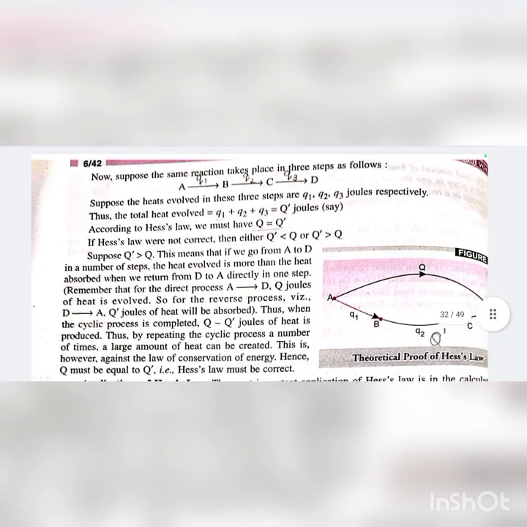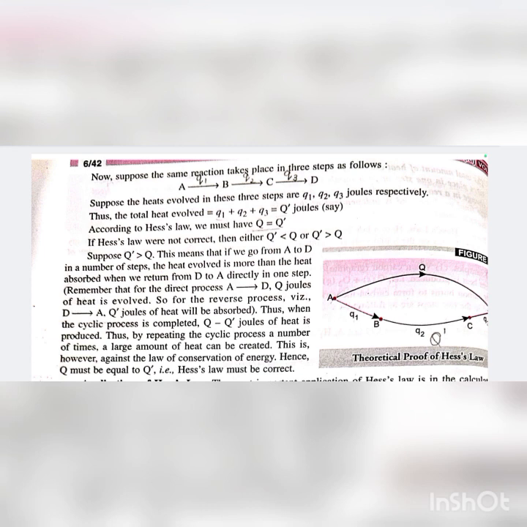Now suppose the same reaction takes place in three steps. A is converted into B, then B into C, and C into D. Suppose the heat evolved in the three steps is Q1, Q2 and Q3 joules respectively. The total heat evolved Q1 plus Q2 plus Q3 is equal to Q dash. According to Hess's law, we must say Q is equal to Q dash.